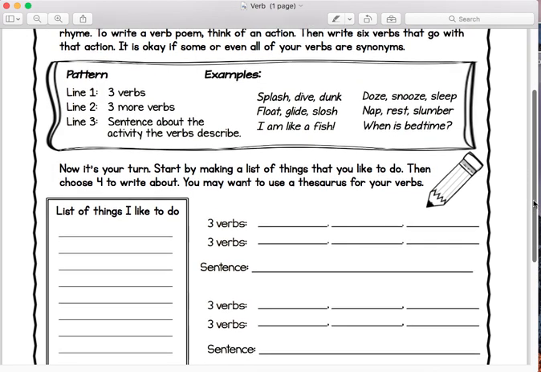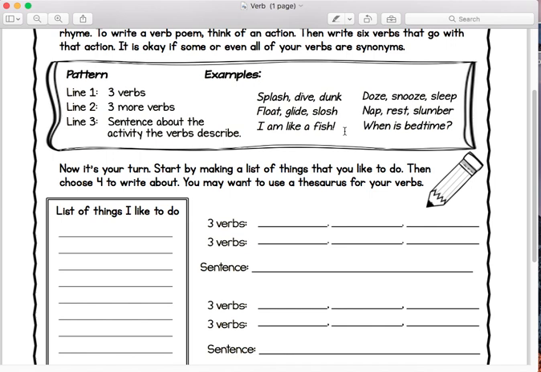So it's a 3-line poem. Here's the pattern. Line 1 has 3 verbs. Line 2 has 3 more verbs. And line 3 is a sentence about the activity the verbs describe. So here's a couple, and then I wrote a couple too I want to share with you. So we'll do the ones on the page first.